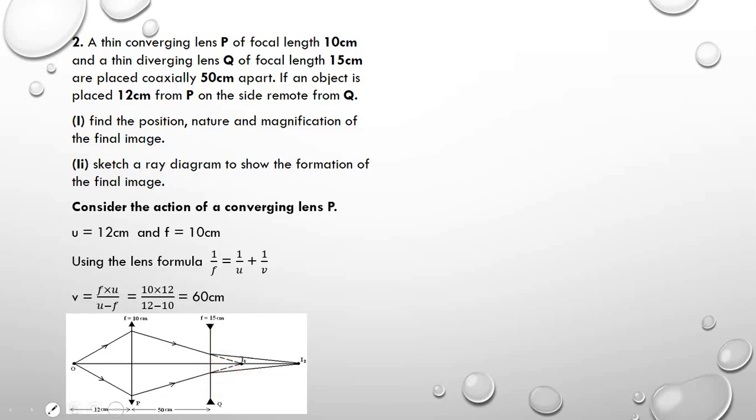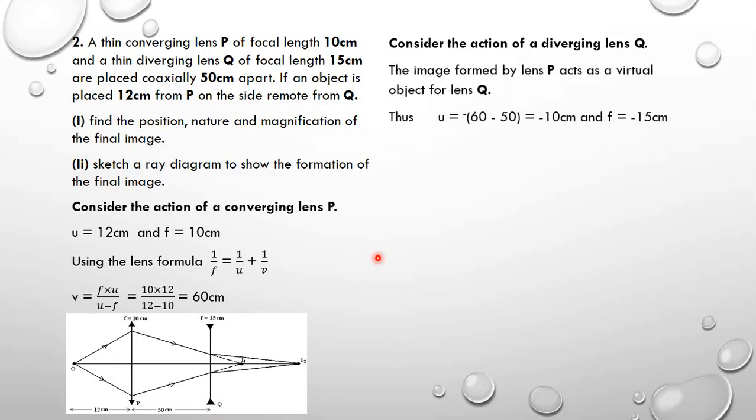And therefore, the virtual distance there is going to be the distance from here up to here, which was 60 centimeters, minus the distance between P and Q, which is 50. So it's going to be negative of 60 minus 50 when we consider the action of the diverging lens. But also we know that the focal length of a diverging lens is negative. So that means that U is going to be negative 10 centimeters, and F is going to be negative 15 centimeters. Then we are going to apply the lens formula, substitute for F and U, and we shall get our V as 30 centimeters. So the position is 30 centimeters behind the diverging lens.